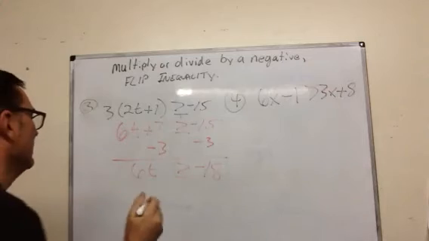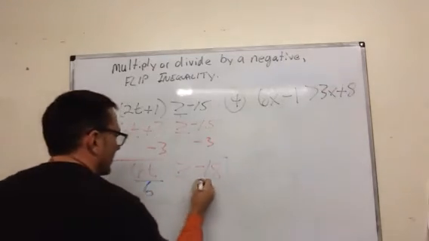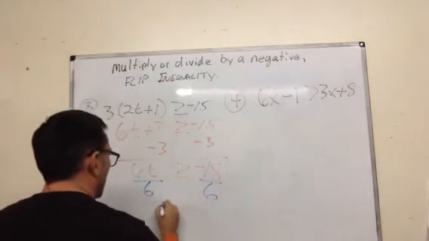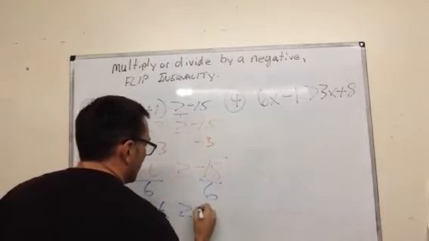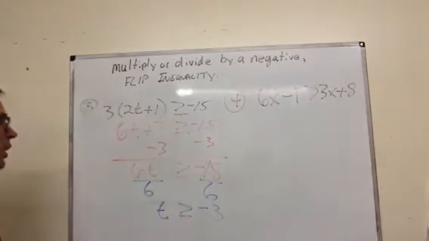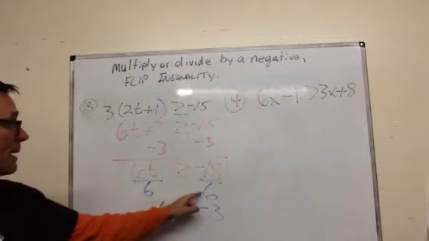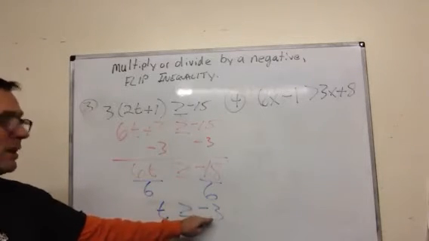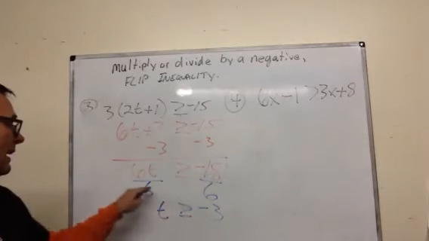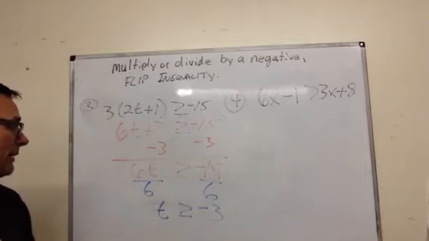Number 3. Divide by 6. T is greater than or equal to negative 3. We do not change this because we divided by a positive. I don't care whether my answer is negative or positive. I just care what I'm multiplying or dividing by.